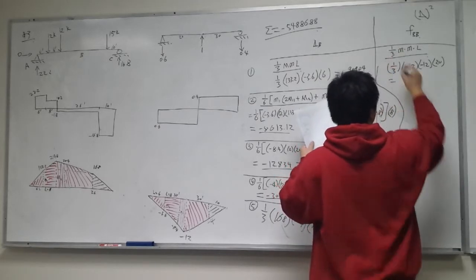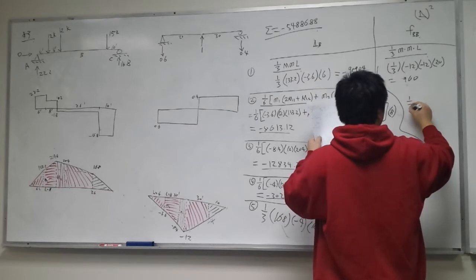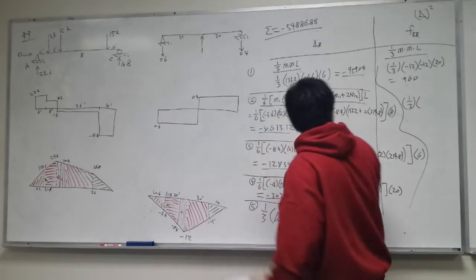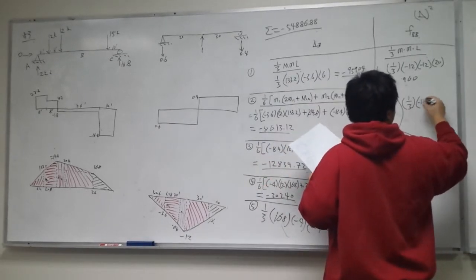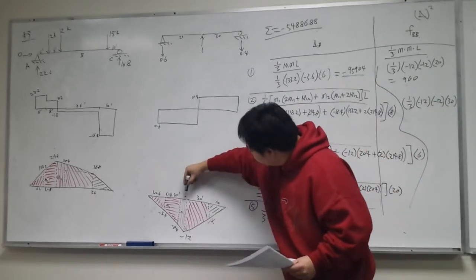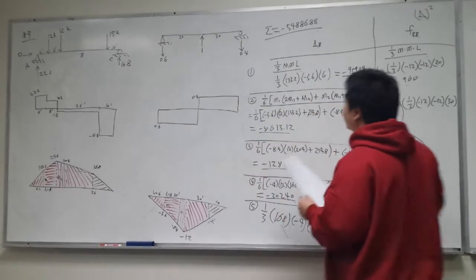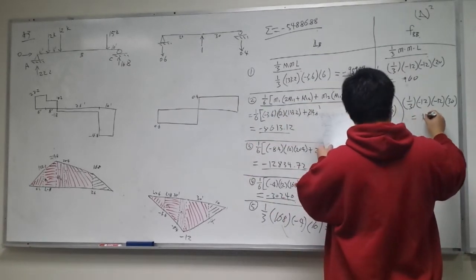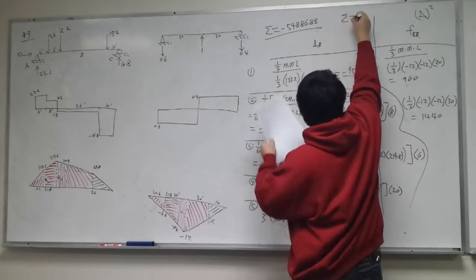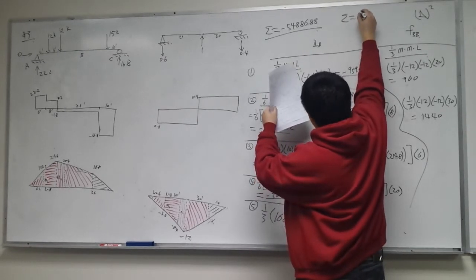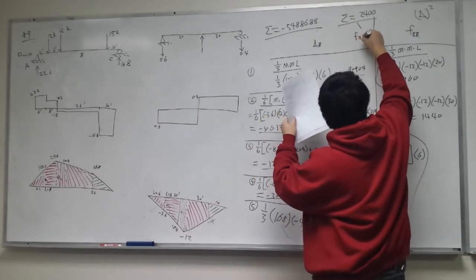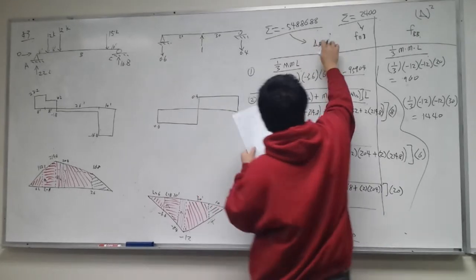And for the second one, we use the same formula again. 1 over 3 times small m is negative 12, times negative 12. The length this time is 30, because here to here is 20, here to here is 30. So you're going to have 1440. You take this, you add this and this, you're going to have 2400. And this is for FBB, and this is for WB.